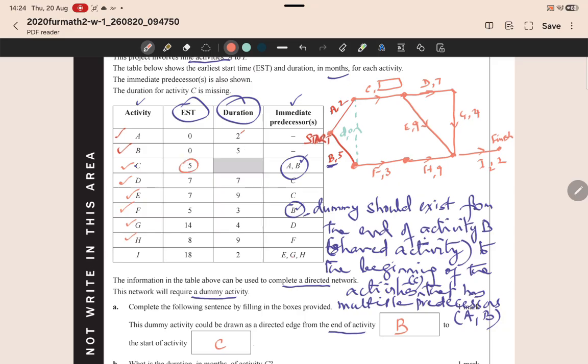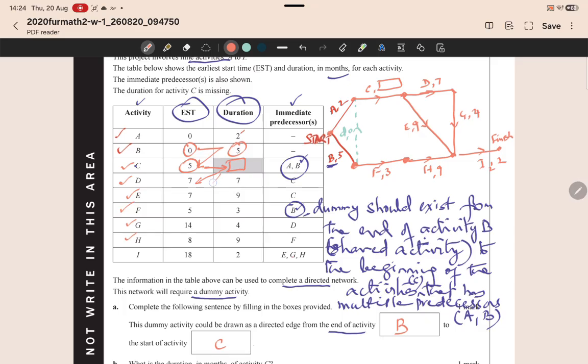Now if we look at what could come after, 0 plus 5 is 5. Now 5 plus something will give you 7. And what I can see is if I took 7 plus 7, and if the duration is also 7, I should get the next earliest start time to be 14.